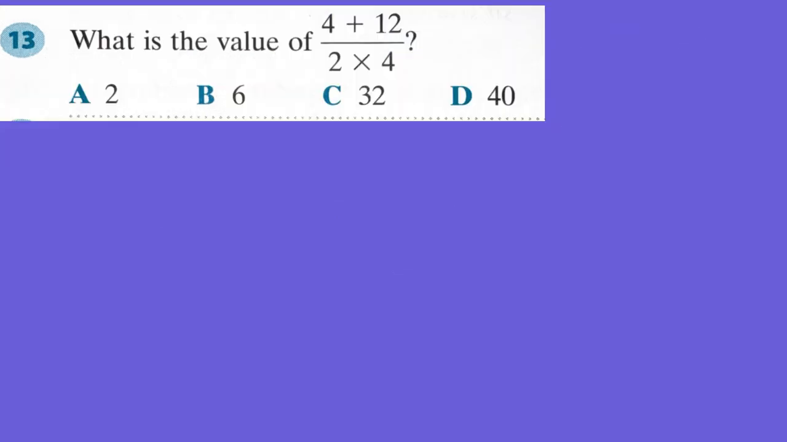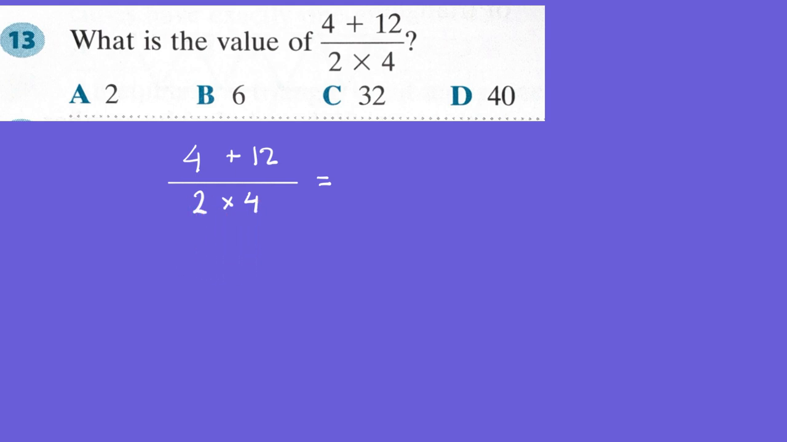So what is the value of 4 plus 12 over 2 times 4? Well, you know, there's no tricks in here. You just need to add everything that is in the numerator, everything that's upstairs, and you need to do what you're told in the denominator, which is multiply those two numbers. That's all there is to it.